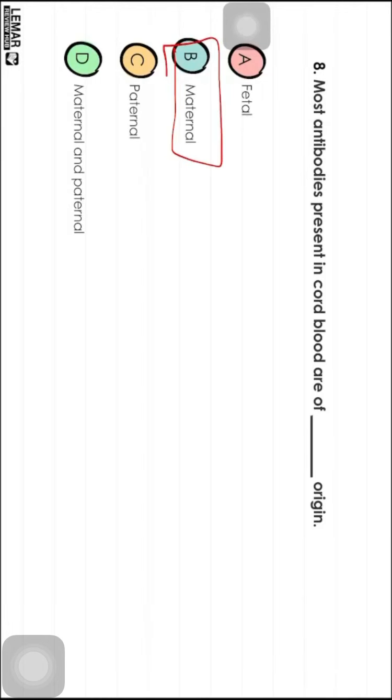Infants who are less than 6 months old usually do not produce alloantibodies. So newborns may have passive antibodies of maternal origin, galing kay mommy. These antibodies cross the placenta, but they do not have passive antibodies coming from the father or of paternal origin. This is from the mother. So for number 8, the answer is letter B, maternal origin.